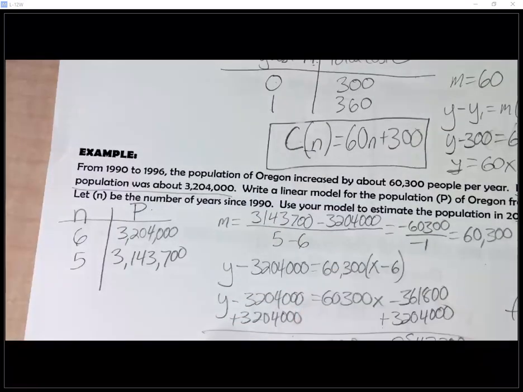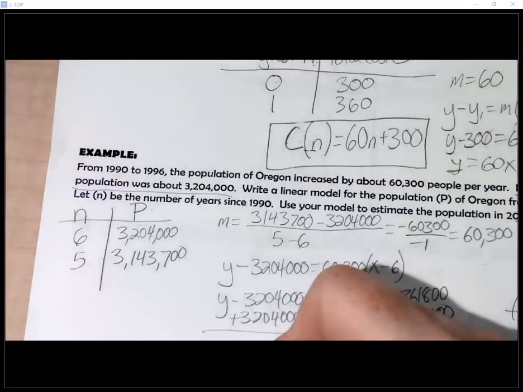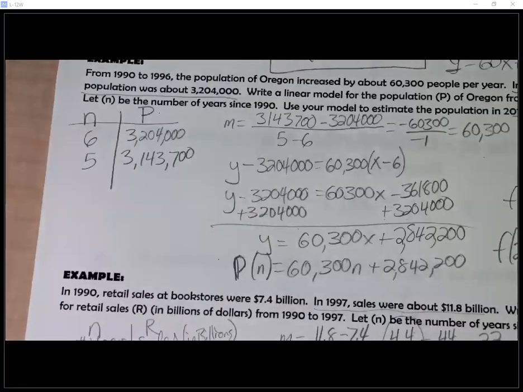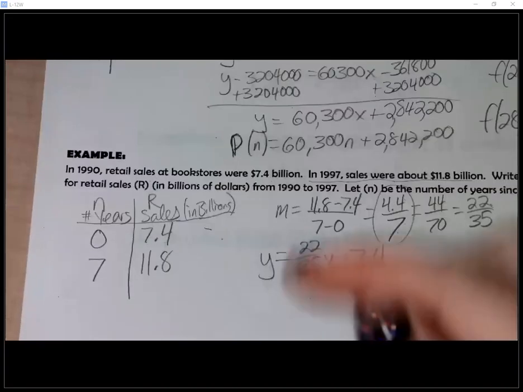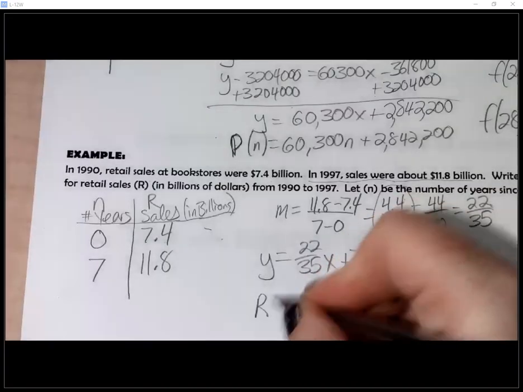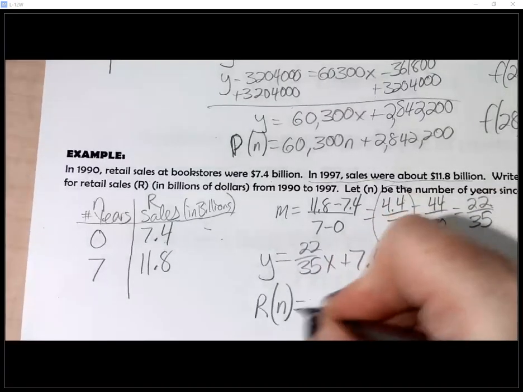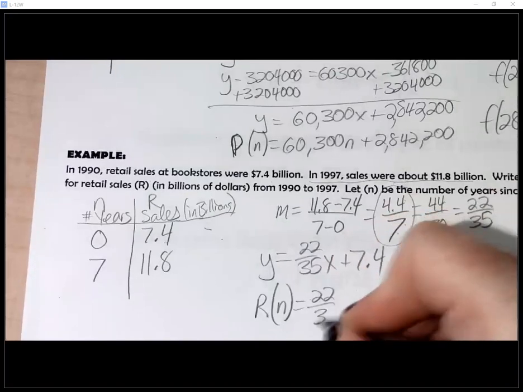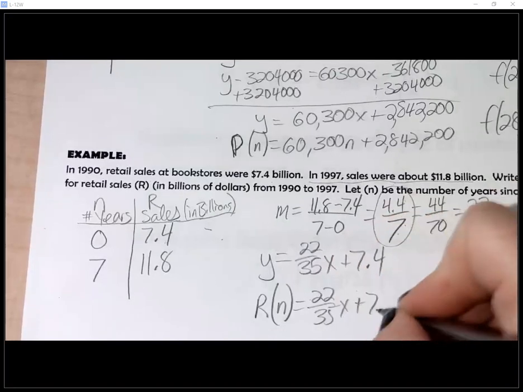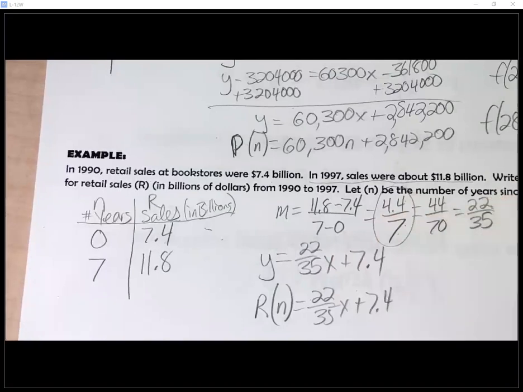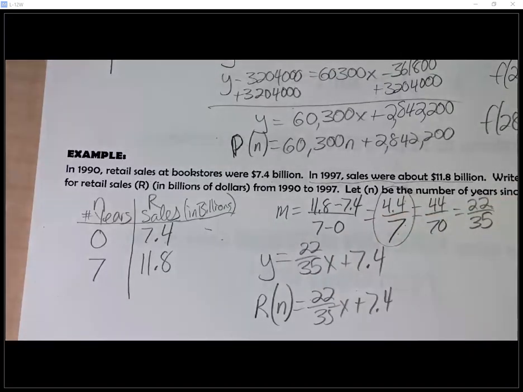Oh, golly. There we go. And so then this one's going to be my retail sales, depending on the number of years, 22 over 35, x plus 7.4. And that's it. We didn't have to find anything else, right? Nope. Cool.